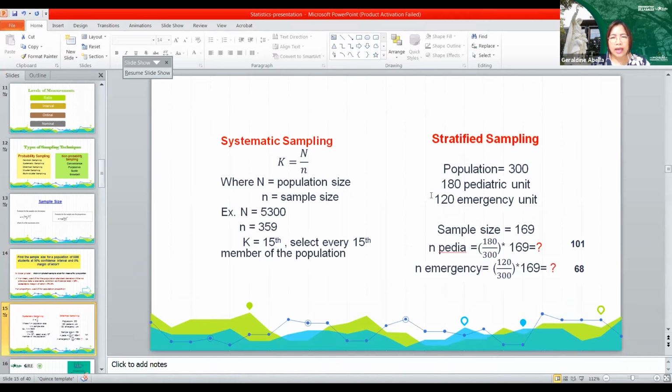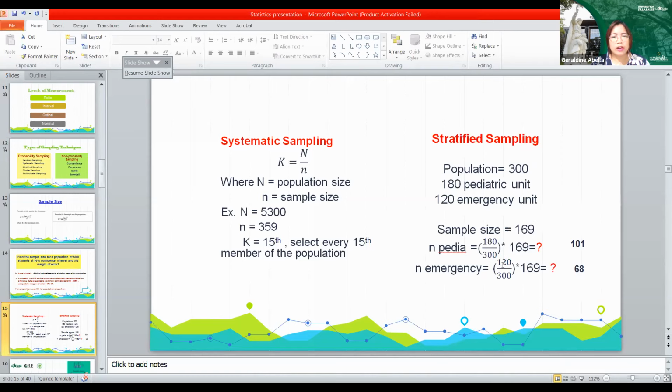So you simply divide the population size from the pediatric unit, that's 180, divided by the total population size of 300, times the required sample size, which is 169. Thus, it is equal to 101.